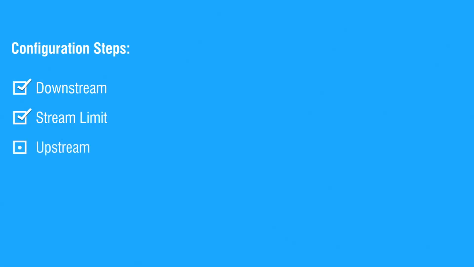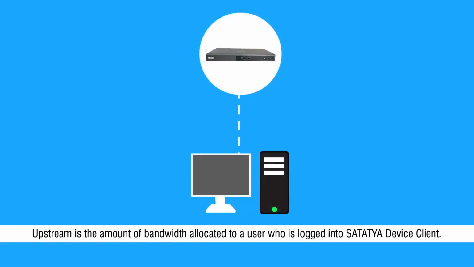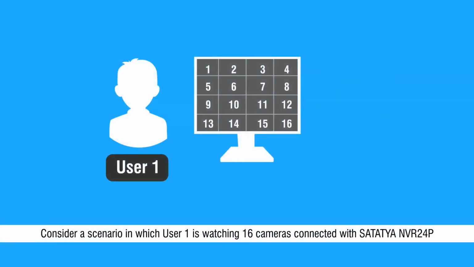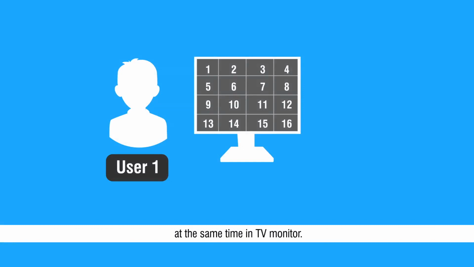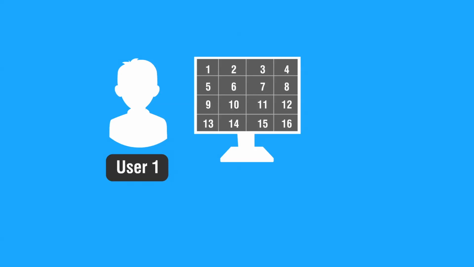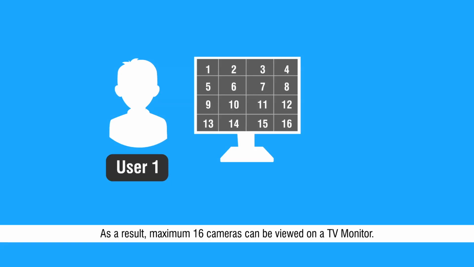Let us understand about upstream. Upstream is the amount of bandwidth allocated to a user who is logged into Satatya device client. Consider a scenario in which user 1 is watching 16 cameras connected with Satatya NVR24P at the same time in a TV monitor. Maximum layout possible in TV monitor for any Satatya device with device firmware version V5R7 is 4x4. As a result, maximum 16 cameras can be viewed on a TV monitor.